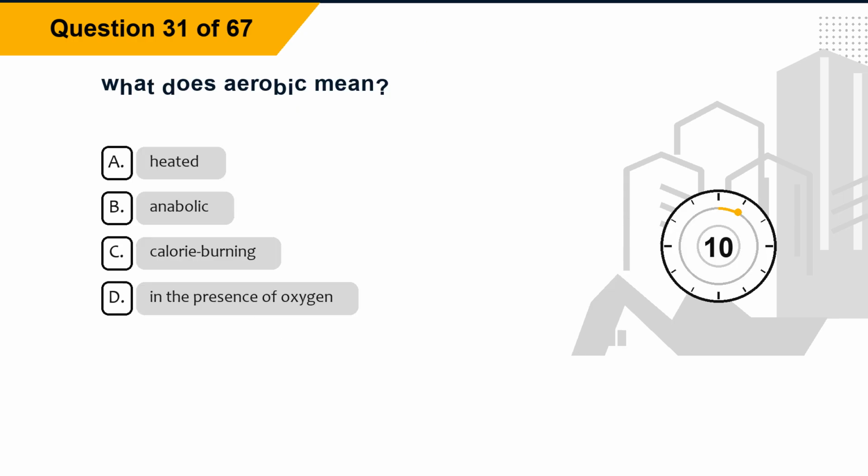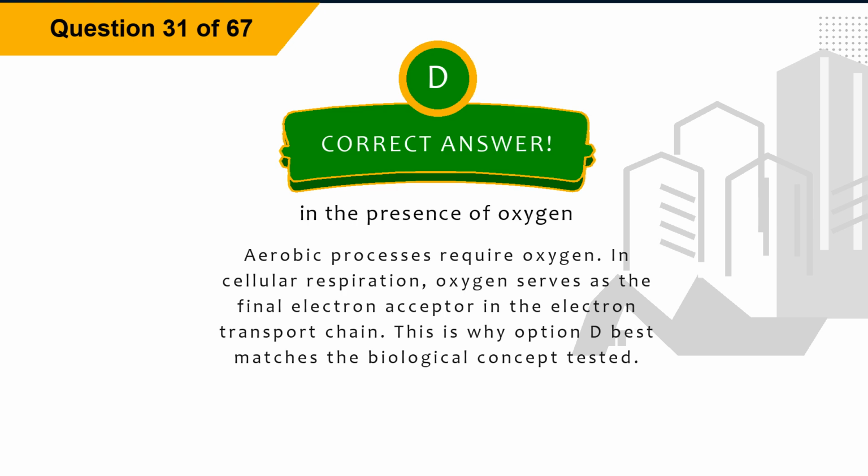Question 31. What does aerobic mean? Option A, heated. Option B, anabolic. Option C, calorie burning. Option D, in the presence of oxygen. The correct answer is option D, in the presence of oxygen.